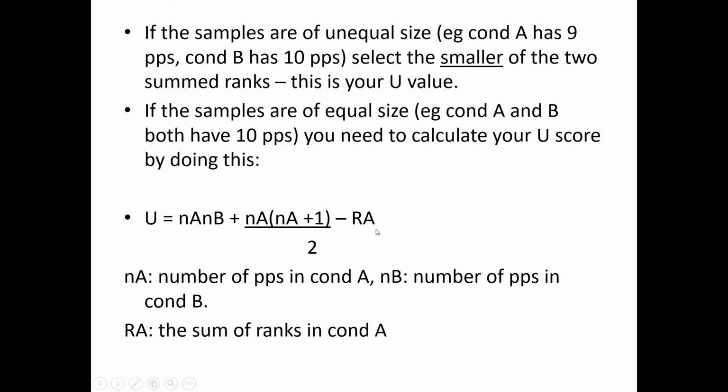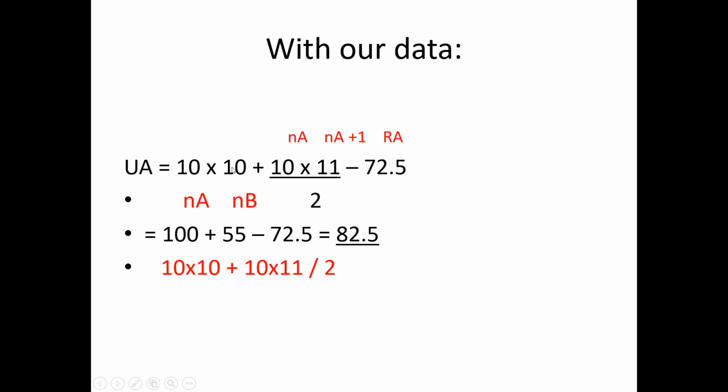Let's have a look at how this looks mathematically. So UA: number of participants in A, we had 10, multiplied by the number of participants in B, we had 10. We know that 10 times 10 equals 100. Okay, so far so good. Now we move to this sum. Number of participants in A is 10, multiplied by number of participants in A plus 1. Well, that's 10 plus 1, that's 11. So we multiply 10 by 11. That gives us 110. We then divide that by 2, which gives us 55.